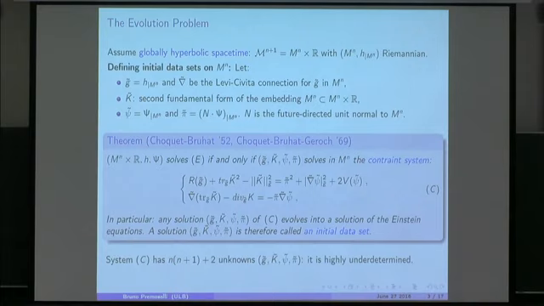The constraint system constrains the admissible initial data for the evolution, and it's written down here, right? It's made of n+1 equations. The first one is a scalar equation. The second one is a vector equation, or a one-form equation. And it's highly underdetermined. You have n+1 equations for a quadratic number of unknowns.